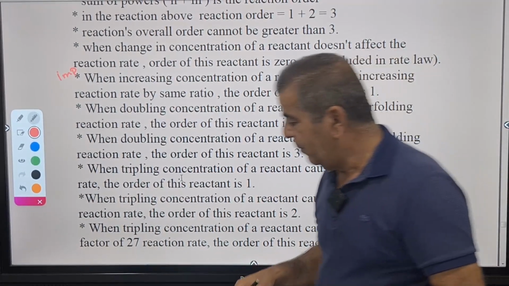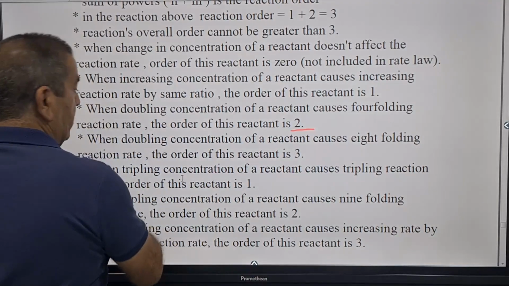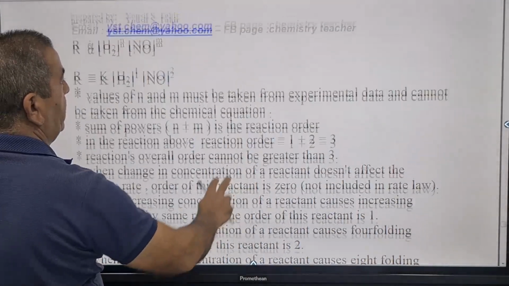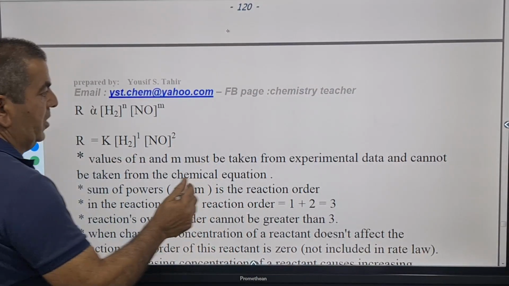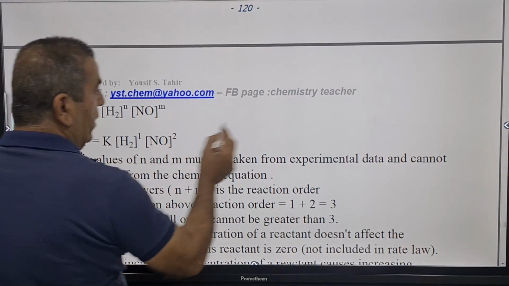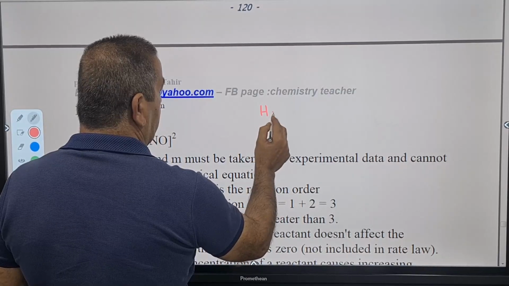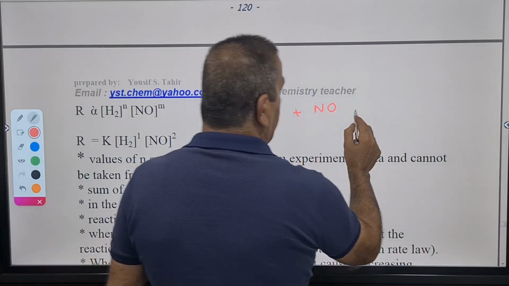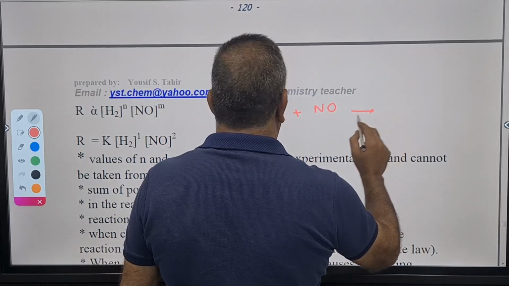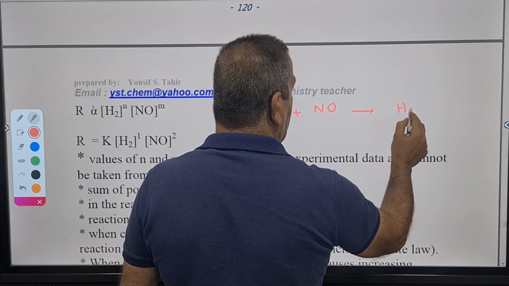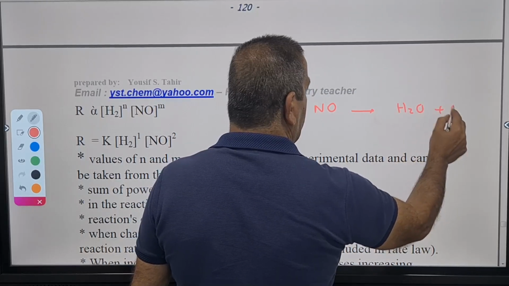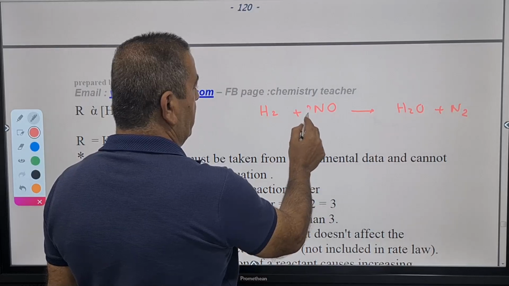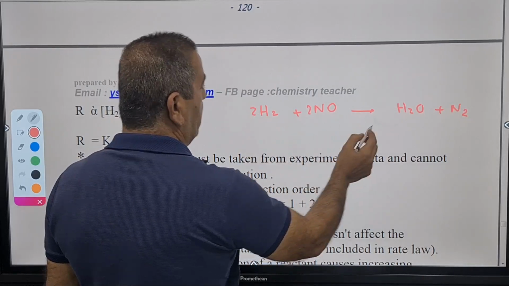Let's go back to the reaction that we saw here. The reaction here was H2 plus NO yielding H2O plus N2. Of course, this is not balanced, so we need to balance it with coefficients.